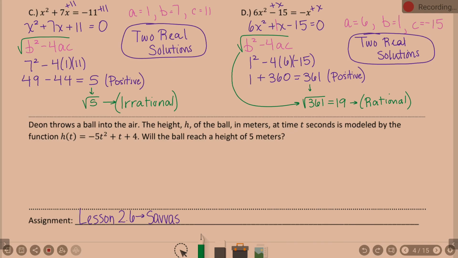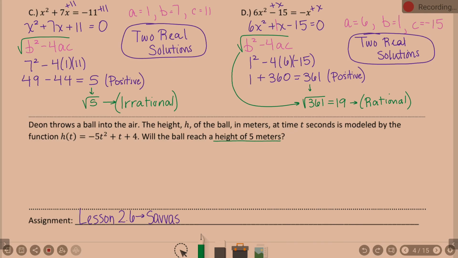I'm not asking when will the ball reach a height, it's will the ball reach a height. So basically that's a yes or no question. That doesn't mean you just guess. It is a 50-50 shot, I agree with that math, but we're not going to just guess. Will the ball reach a height of 5 meters?